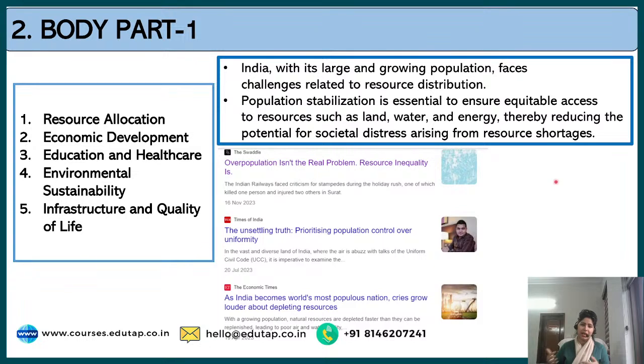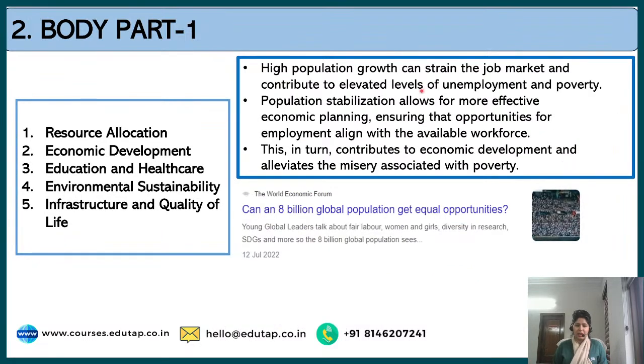The second one is economic development. High population growth can strain the job market and contribute to elevated levels of unemployment and poverty. If you're preparing for any government exams, you must be aware of this data that 10 lakh people fill the form and 5 lakh people take this or that exam. These were not the statistics a few years ago. Many people did not even know about a few of the government jobs 10 years ago, and competition was way lesser. Now, because of the increase in population, especially youth in the country, more people are fighting for the same number of jobs, and hence it is creating more stress for the youth of the country and economic development.